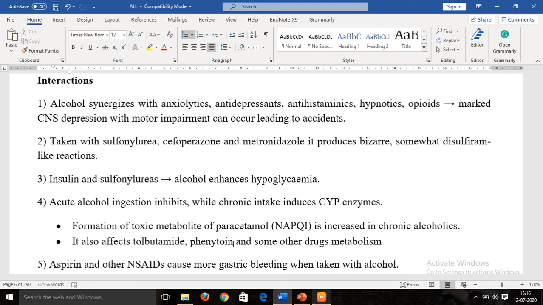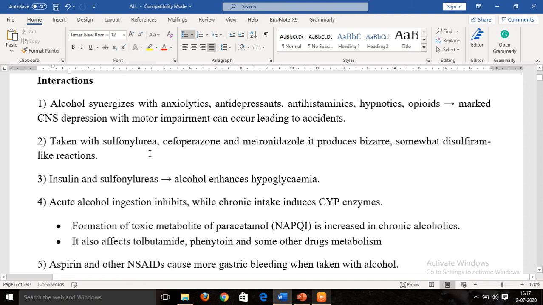Since both have CNS depressant property, additive motor impairment can take place. Because of this additive CNS depressant action, there are more chances of accidents, because both alcohol as well as all these drugs have CNS depressant properties. Either traffic accidents, or if the person is a machine operator, in that case also there are chances of accidents. So it should be advised not to consume alcohol if the person is supposed to drive or operate a machine.